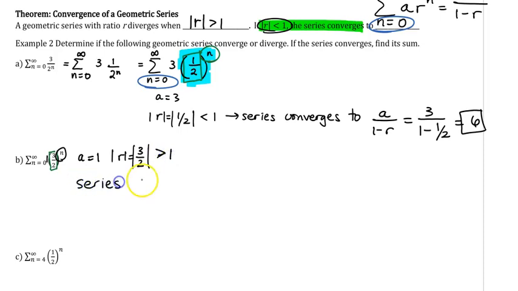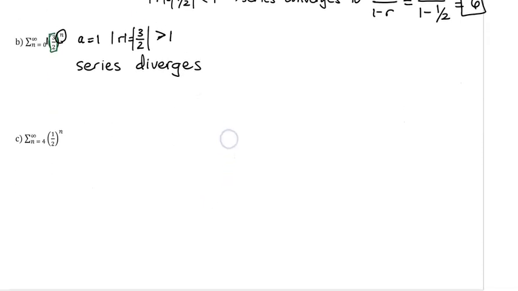this series diverges. It does not make sense to use the formula because this series does not add up to a finite number. Here in example c, I do notice that the series starts at 4.